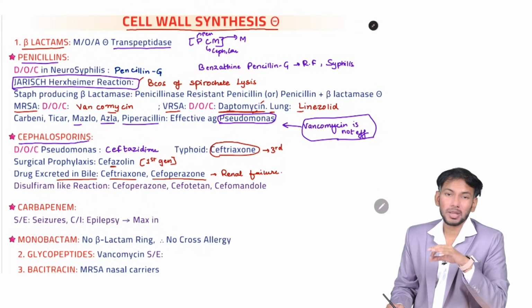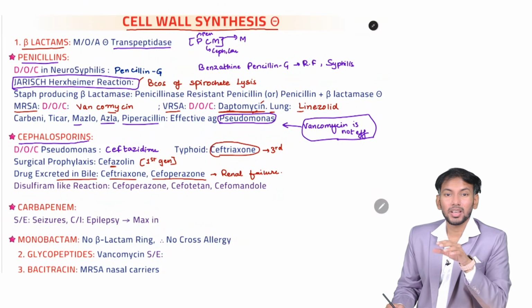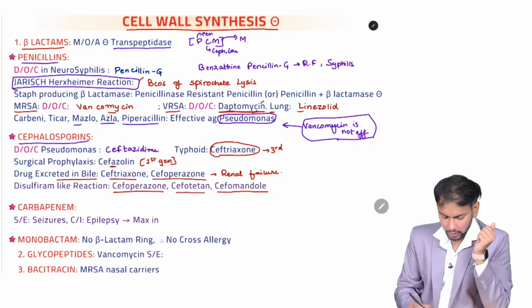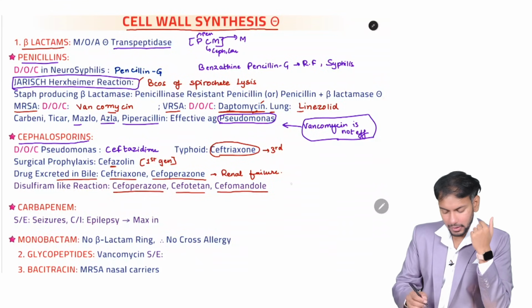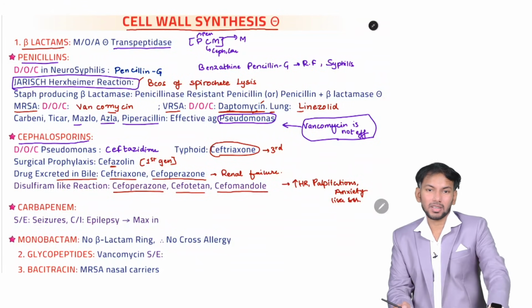Now, there are some cephalosporins that will cause disulfiram-like reaction. This we have studied in the CNS. What is it? Cefoperazone, cefotetan and cefamandole. When there is disulfiram-like reaction, it will cause increased heart rate, palpitations and anxiety-like symptoms. You see all of these with disulfiram-like reactions. These are the drugs that cause it.